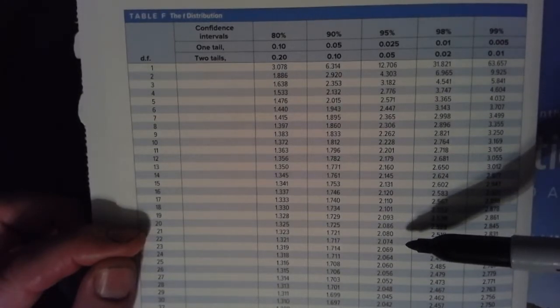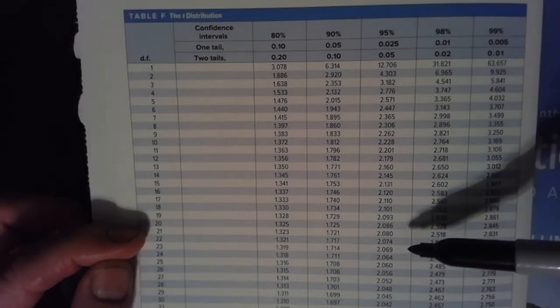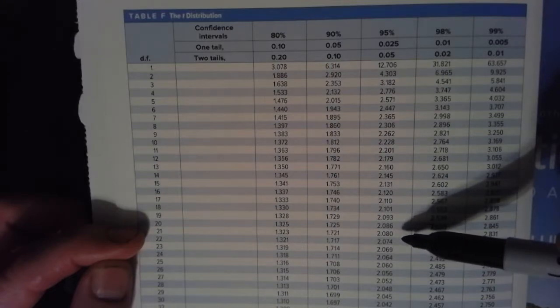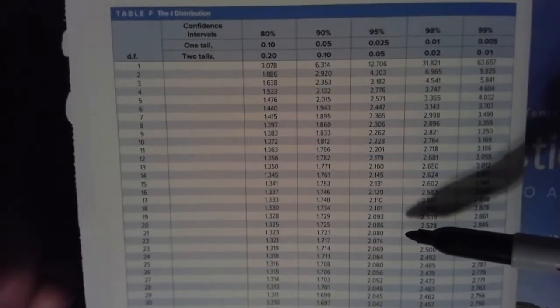It's 21. So notice here is our value. Am I pointing at the correct one? No, wait, sorry. 21 degrees of freedom, and the confidence level is 95%. And so the value that I'm seeing here is 2.080. Okay.